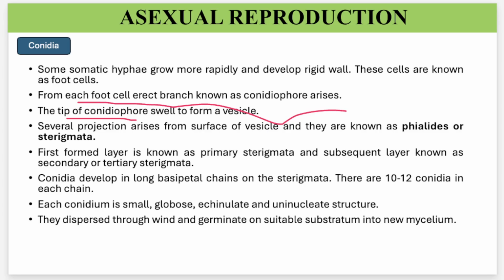And the conidia are small globules, uninucleate structures, and are dispersed by the wind, and they germinate on a suitable substratum, and new mycelium is formed, right?